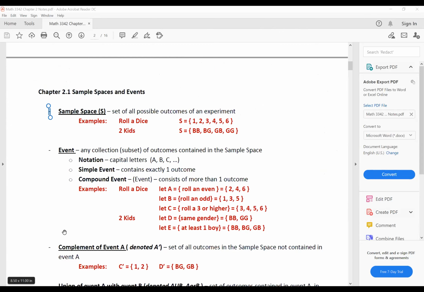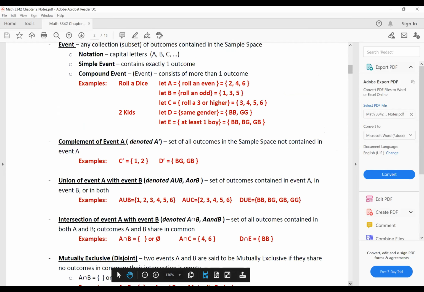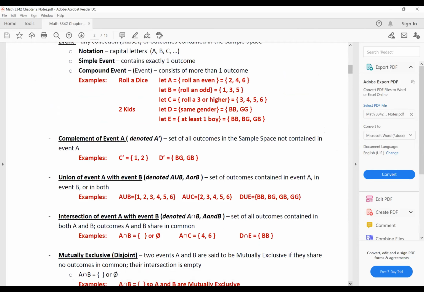Now, complement of an event. How many of you have an idea about set theory? Different things like union of two sets, intersection of two sets, complement of a set. Did you learn about this, set theory? Okay, then maybe some of you do not know what set theory is and what the set operations are, right? So I should discuss a little bit more about this.